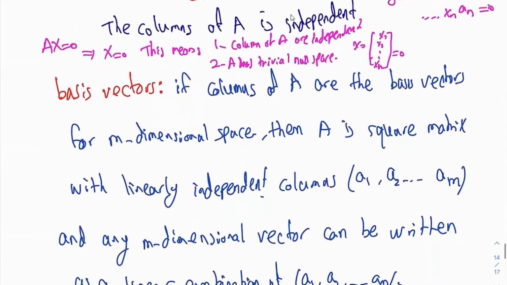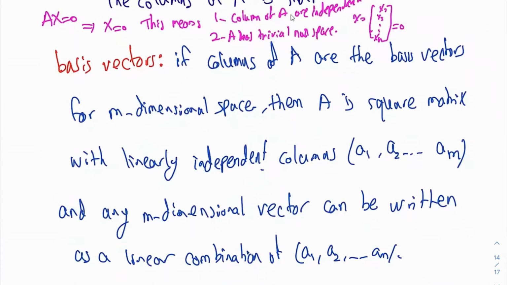Now let's talk about the basis vectors. So we said that if the columns of A are the basis vectors for the m-dimensional space, what I mean by the m-dimensional space is that we have m rows, right? What does m-dimensional space mean for vectors? Let's say that we have a vector x. This means that we have x1, x2 all the way to xm, m rows. So what does it mean? First, we have to know the definition of a basis vector.